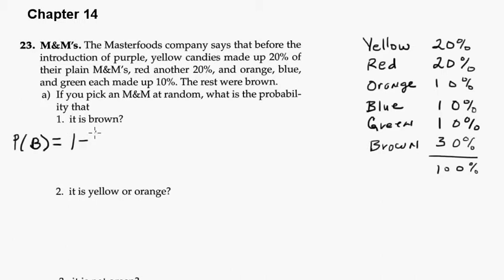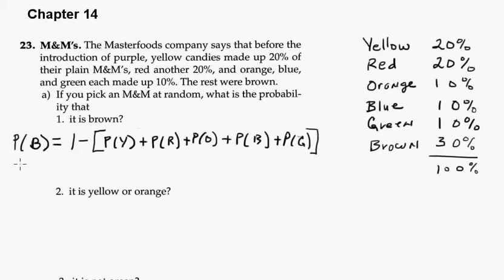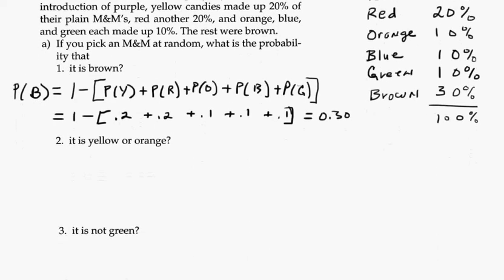So it's actually 1 minus the probability of yellow plus the probability of red plus the probability of orange plus the probability of blue plus the probability of green. Okay, so that's going to equal 1 minus 0.2 plus 0.2 plus 0.1 plus 0.1 plus 0.1, and that's going to equal 0.30. Okay, that's all you need to do.